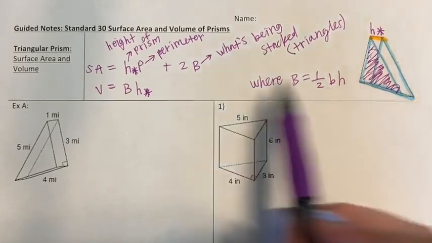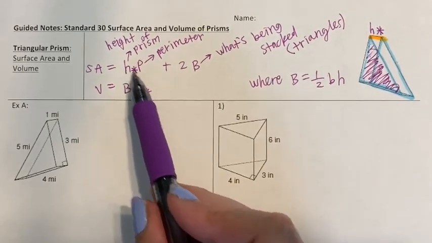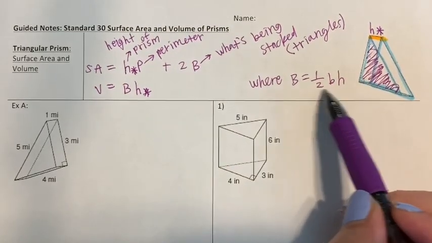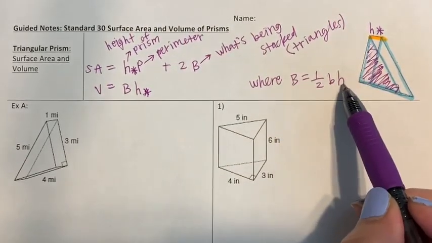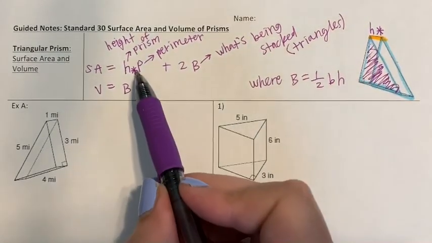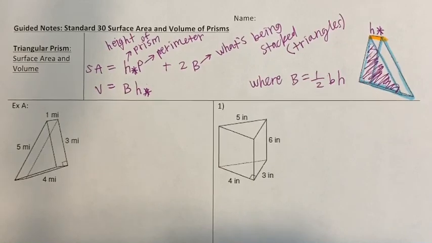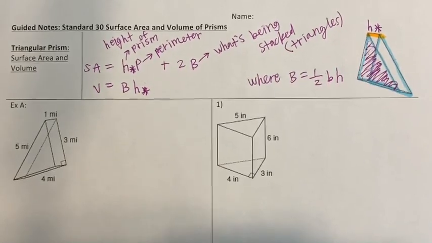Do you see how there are 2 H's? This is the height of the prism, the height of the figure. And this is just the little h here when we're doing our scratch work for the area of the triangle. So again, if you did not note these stars in your formulas, I would add these stars and it will make more sense when we jump into example A.